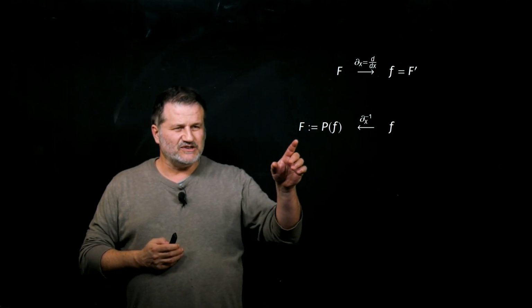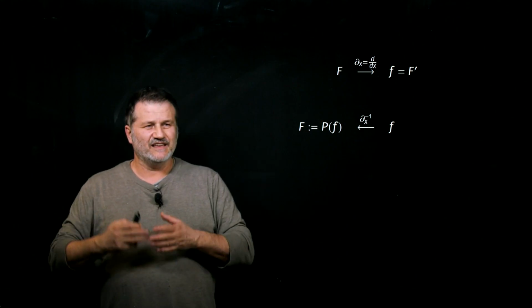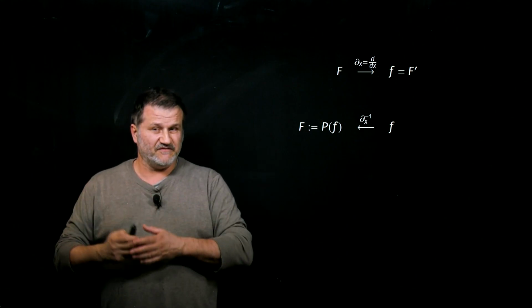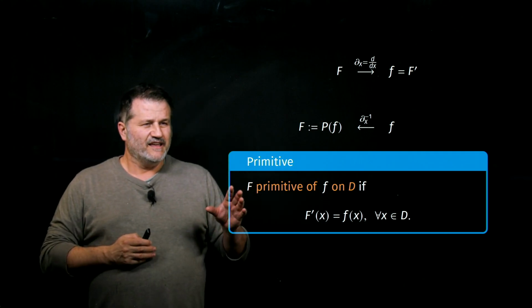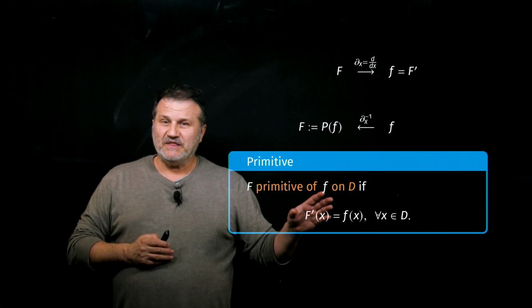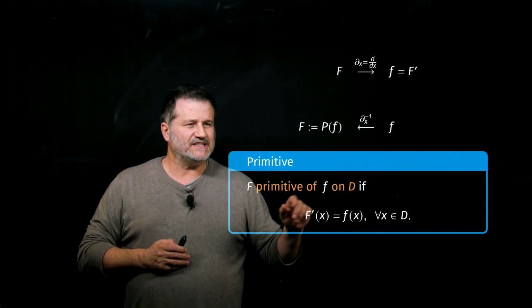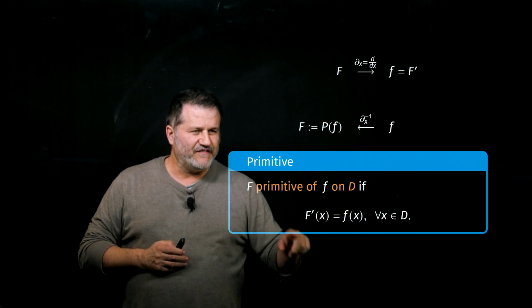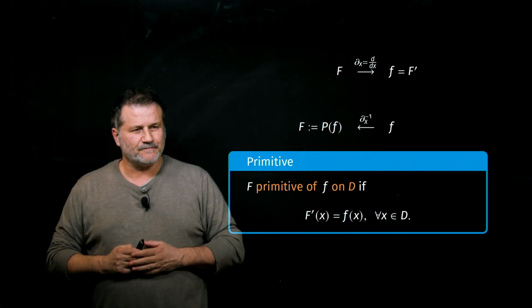Now, this function capital F, such that the derivative is our given little f, is just what we call the primitive of little f. A formal definition is the following. A function capital F is a primitive of little f on a certain domain D. This is very important. If the derivative of F is little f for every point of the domain D.